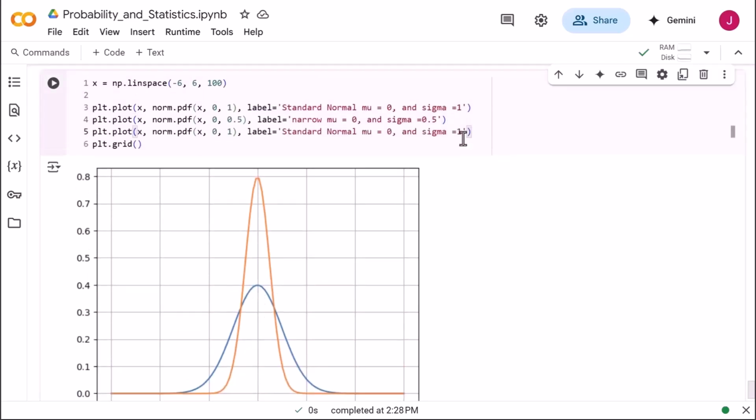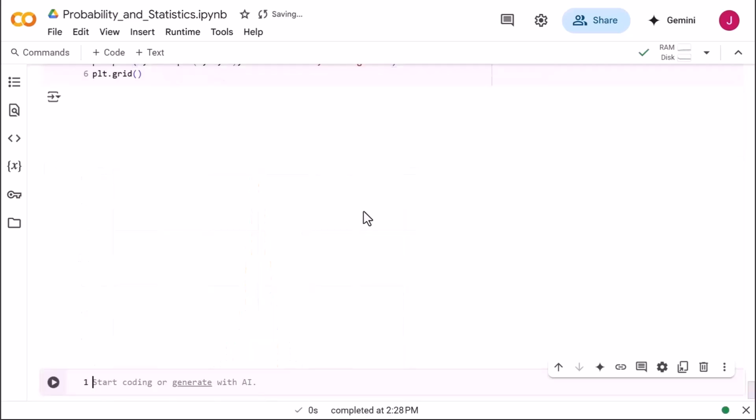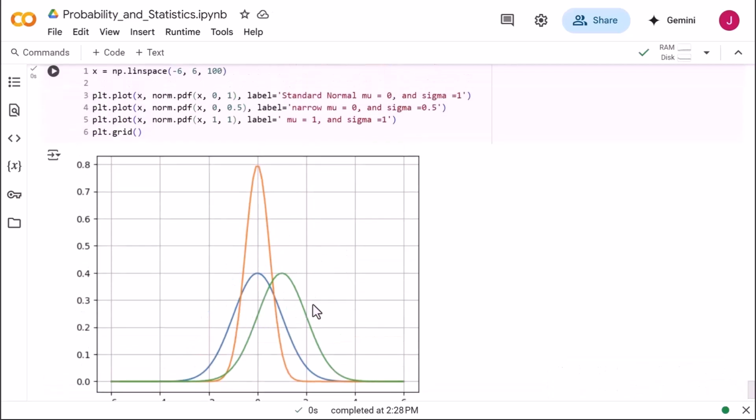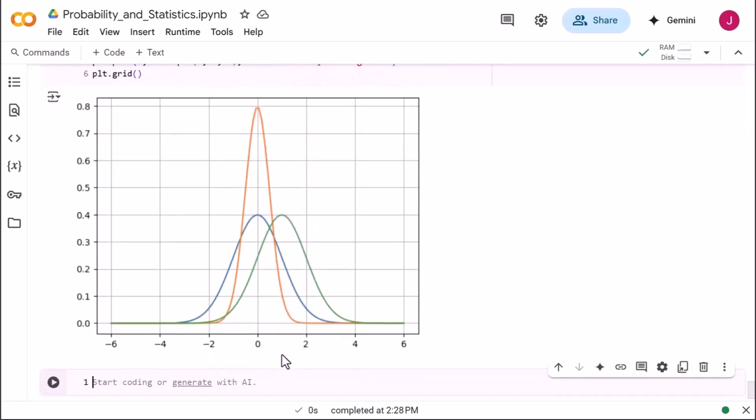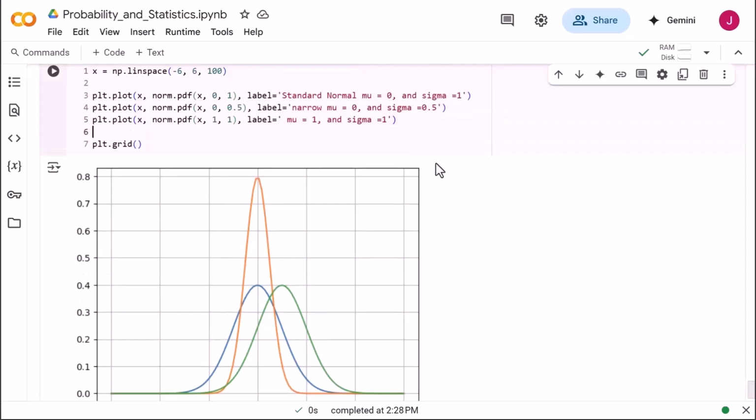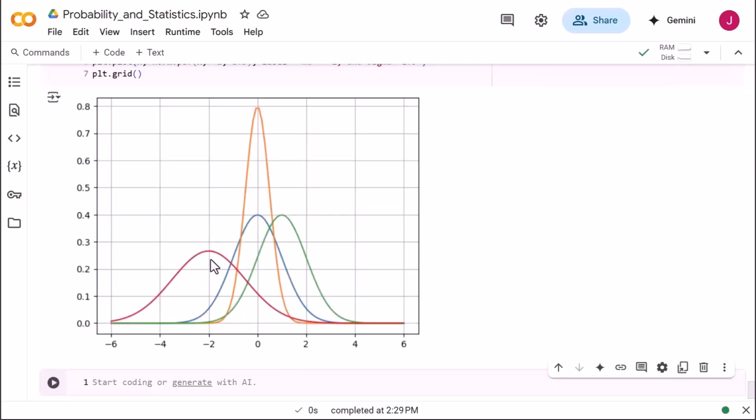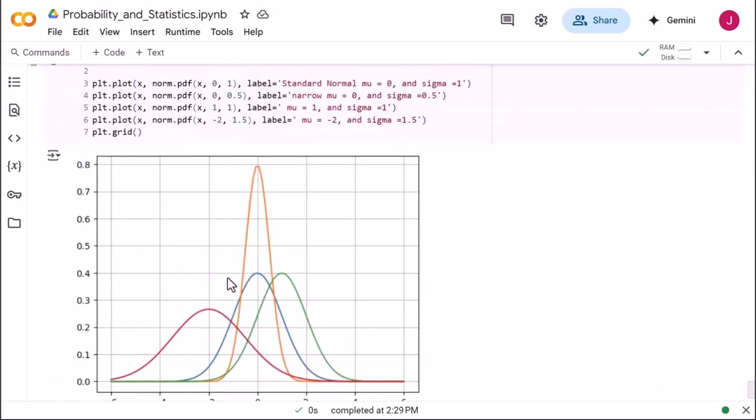So one more, I add mu equal to 1 and sigma equal to 1. You can see here this green one is mu equal to 1, and also sigma is equal to 1. And the last one, mu is equal to -2 and sigma is 1.5. You can see this red one, so this is mu -2 and sigma 1.5.